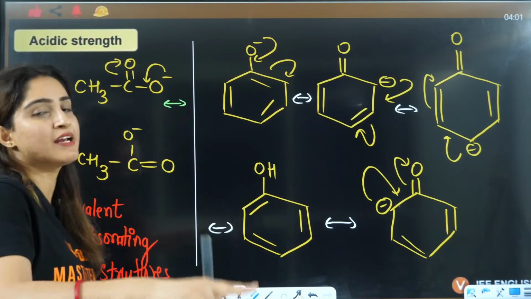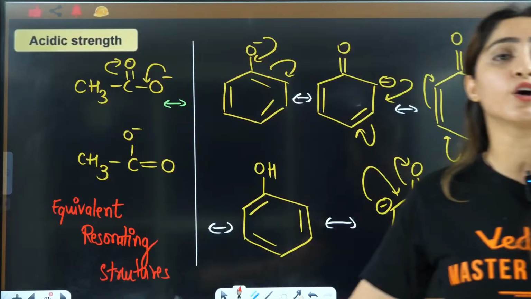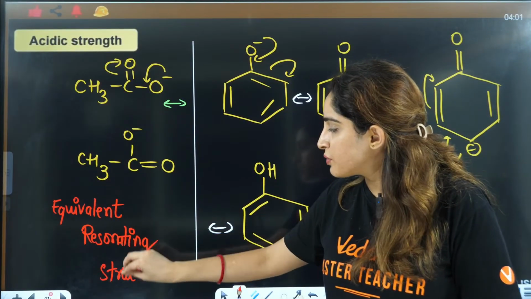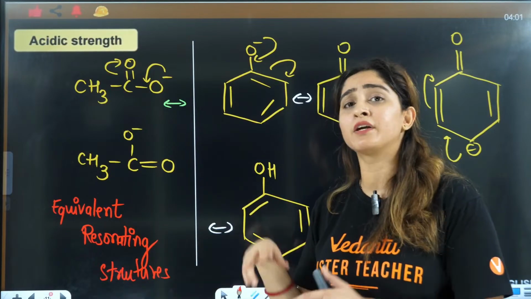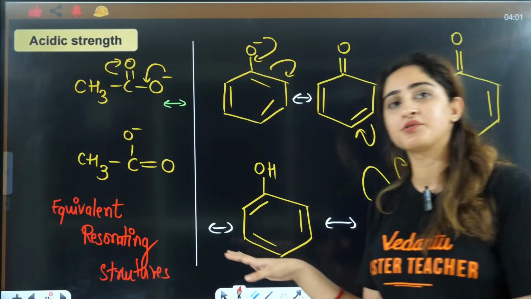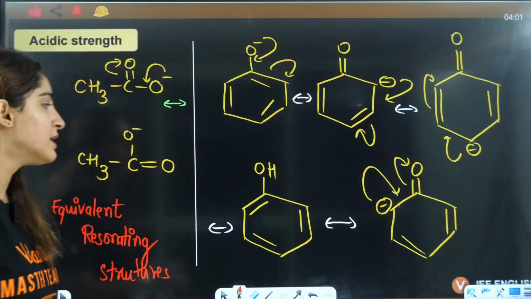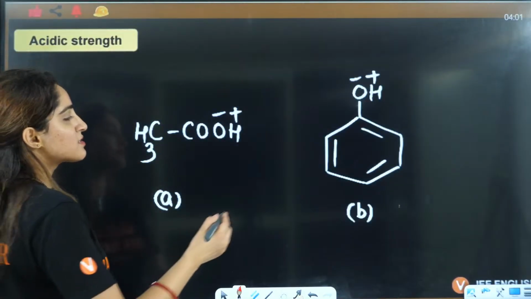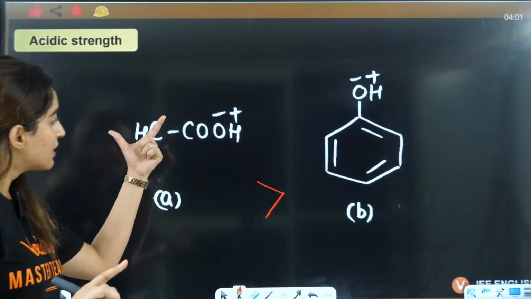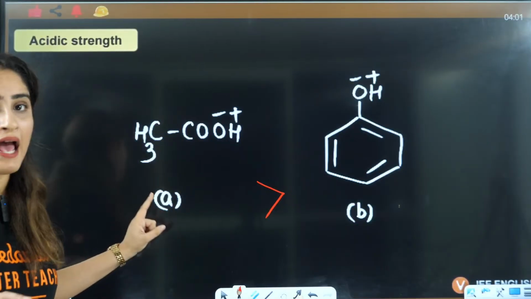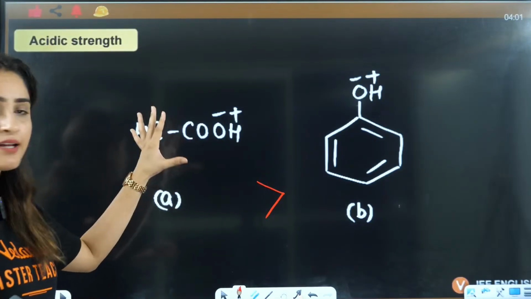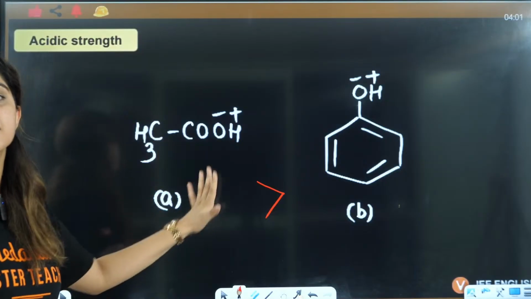And equivalent resonating structures, this is written in your NCERT, right? That's why this is a very important line. Equivalent resonating structures are always more stable, even if there are 2, as compared to the 5 resonating structures of phenol or phenoxide. That is the reason E is more acidic as compared to B. Acetic acid is more acidic as compared to phenol.